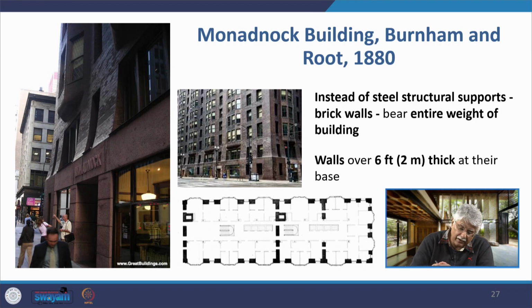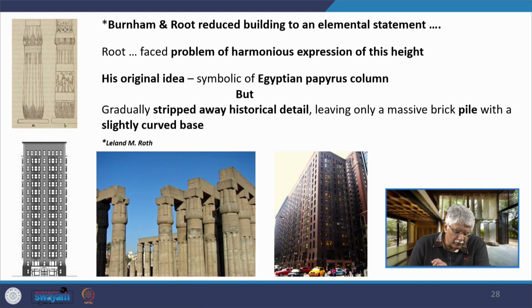As a result of that, at the ground level the walls were 6 feet thick, 72 inches thick walls were made in this building to support it. The architects Burnham and Root, who designed these buildings, reduced the building to a very elemental statement. They were looking for a harmonious expression to express the height of the building. For that, the original idea they came up with was the papyrus column of Egypt, that the building would symbolize the papyrus column.